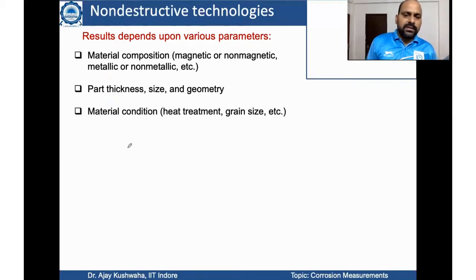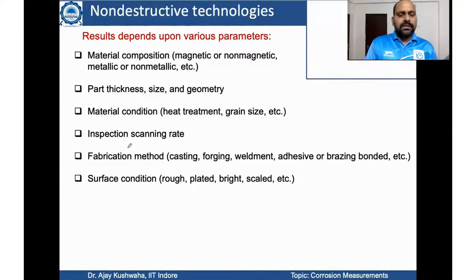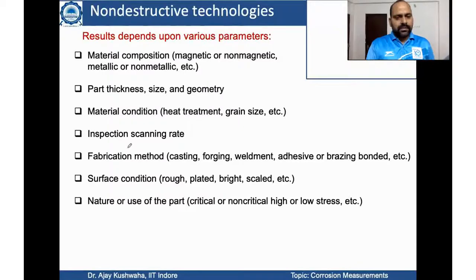Then material conditions, heat treatment, grain size, fabrication process, and how slowly or quickly we apply these non-destructive tools to do the data analysis or to get the data. Similarly, the fabrication method: how the material was fabricated, cast, forged, welded, any adhesive or brazing. Then the material surface condition, the roughness, whether it is plated, or if any scale is there.